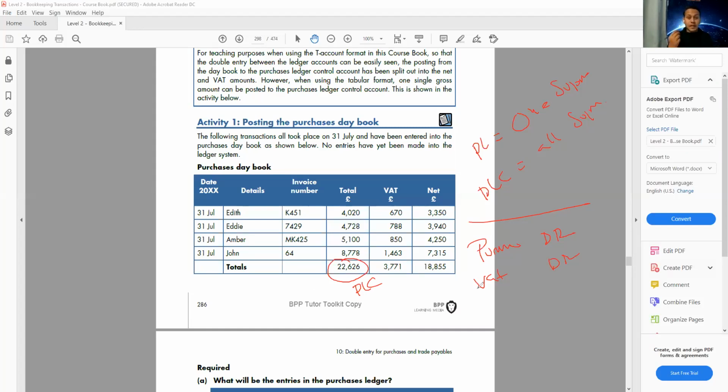And when I make a credit purchase, the purchase ledger control is always credit because that's my liability account. All right, so let's do the question now. Let's write it down, this figure here.